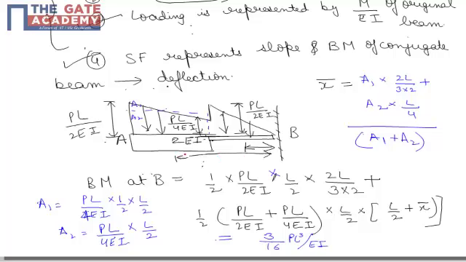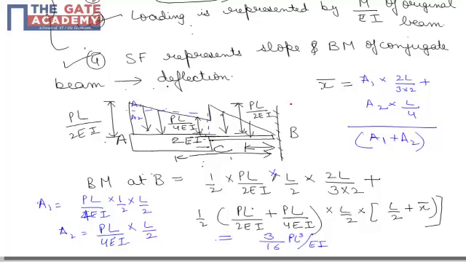Some of the students might find it difficult to remember the formula for the centroid of a trapezoid. Here I have outlined a small procedure: the area of the trapezoid will be half into the sum of parallel sides, that is PL by 4 EI plus PL by 2 EI, into the length, which is L by 2 in this case, since AC is L by 2 and from C to B it is L by 2.